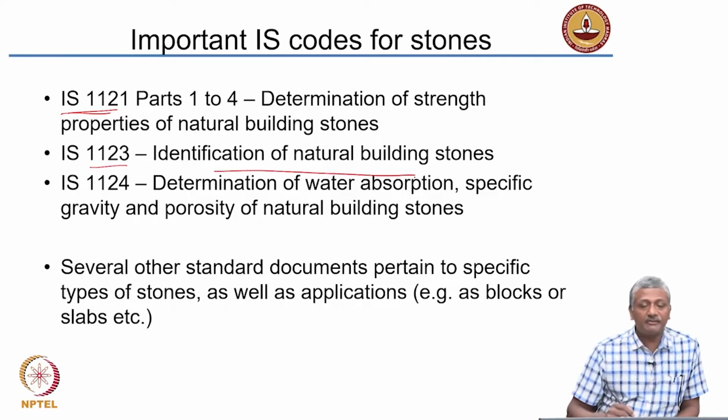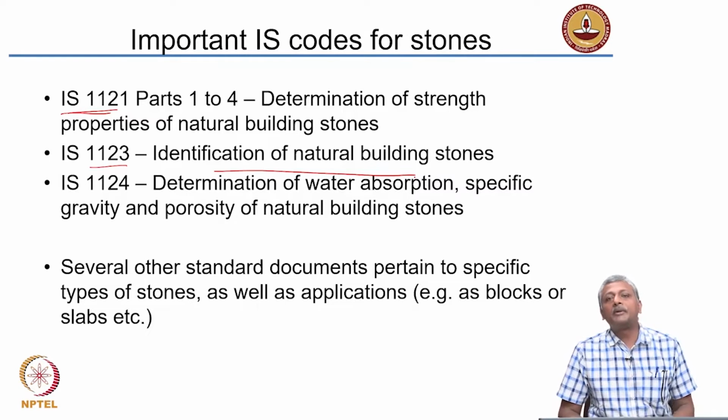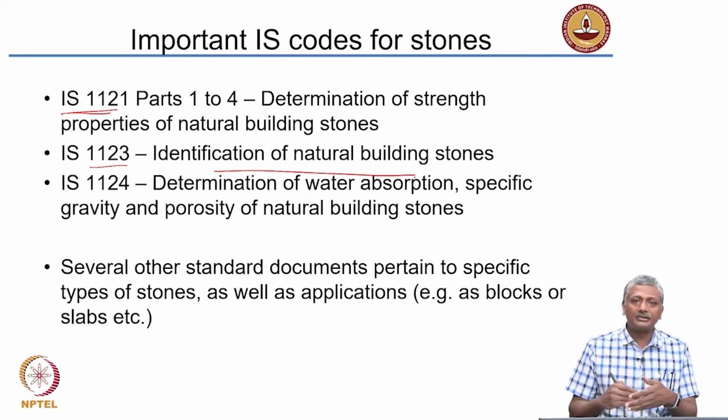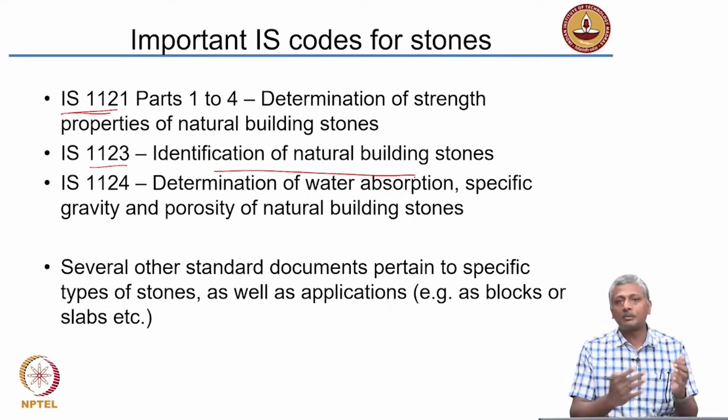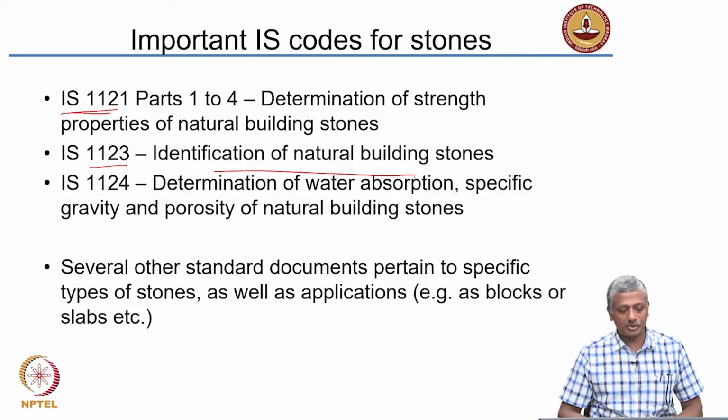Then you have IS 1123, which basically is identification of natural building stones, depending upon the mineralogy, depending upon the mechanical properties and so on. It gives you very clear-cut methodologies to identify what type of stone you are actually having for your construction process.